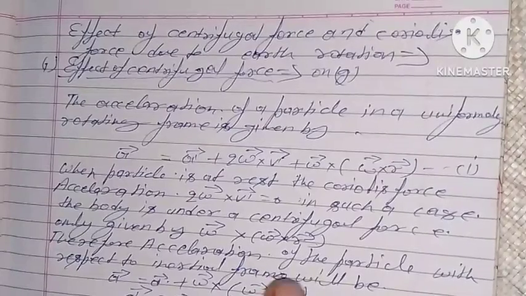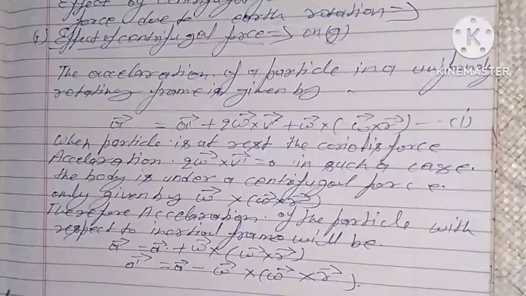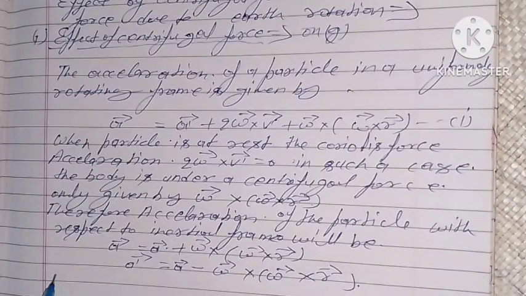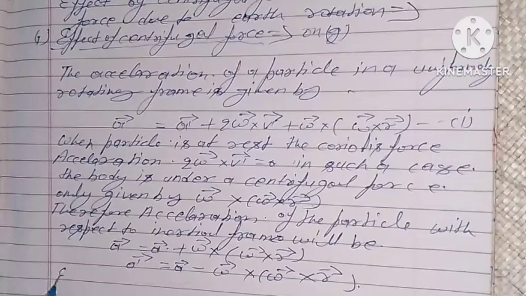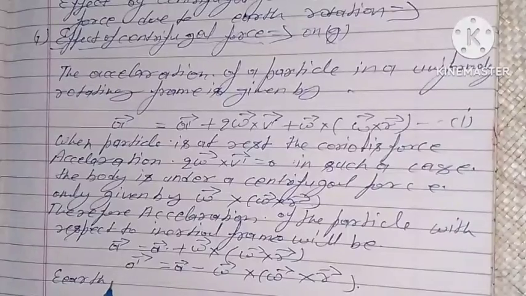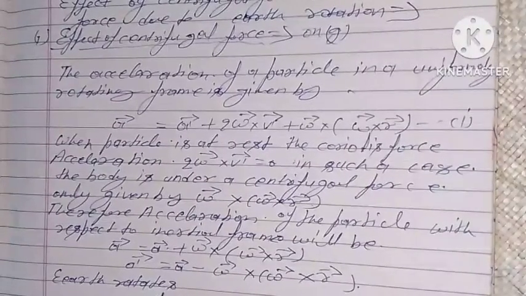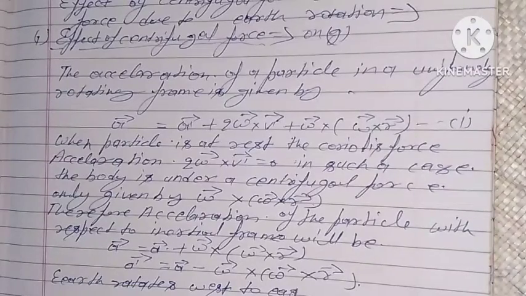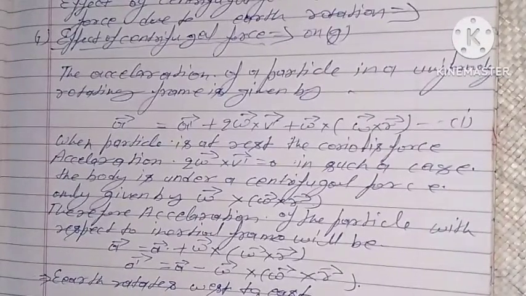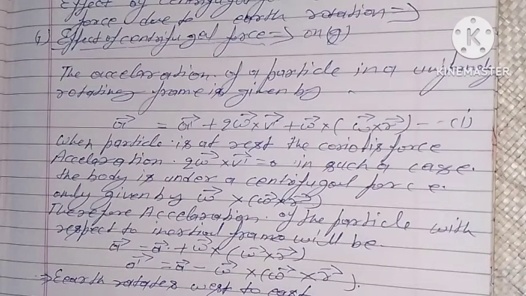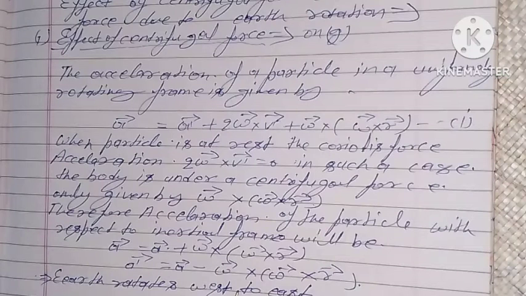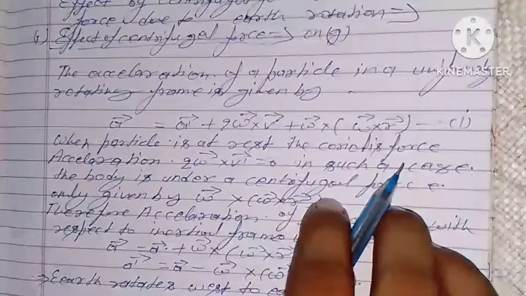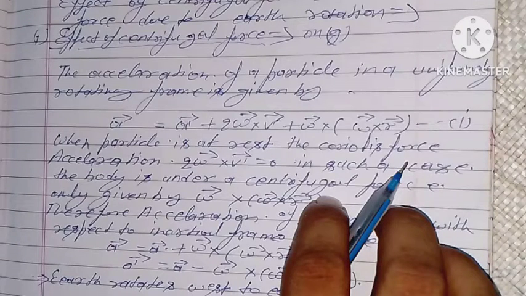The earth is rotating from west to east, and a reference frame fixed in it is a rotating frame of reference. To consider the effect of centrifugal force on the acceleration due to gravity, we take the angular velocity vector omega along the y-axis and the x-axis is taken perpendicular.